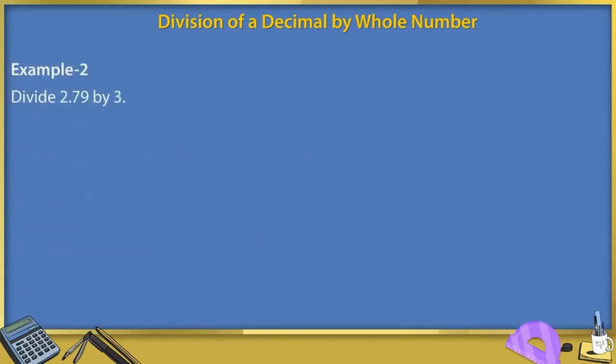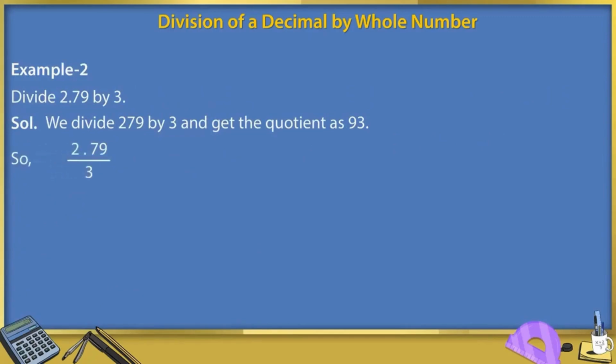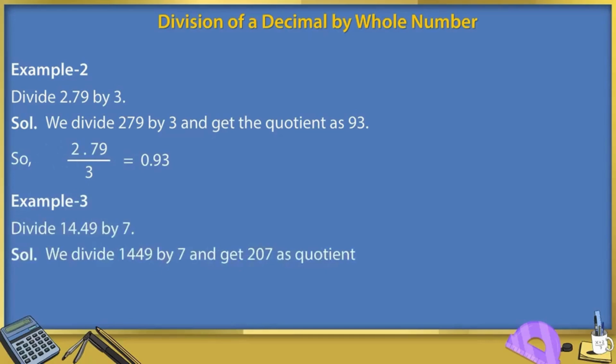Example 2. Divide 2.79 by 3. Solution. We divide 279 by 3 and get the quotient as 93. So, 2.79 by 3 is equal to 0.93. Example 3. Divide 14.49 by 7. Solution. We divide 1449 by 7 and get 207 as quotient. Thus, 14.49 by 7 is equal to 2.07.